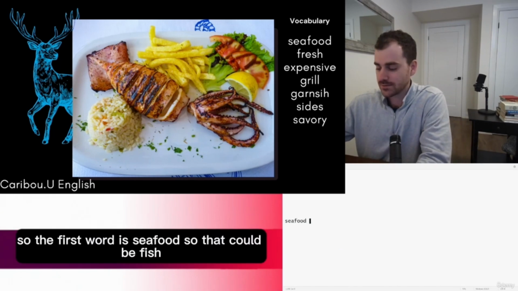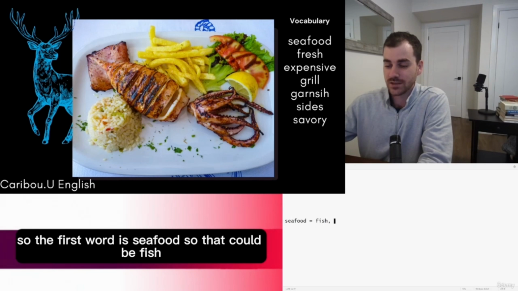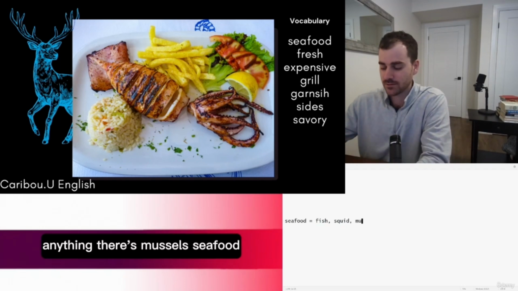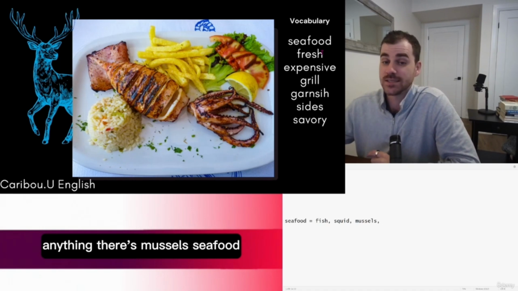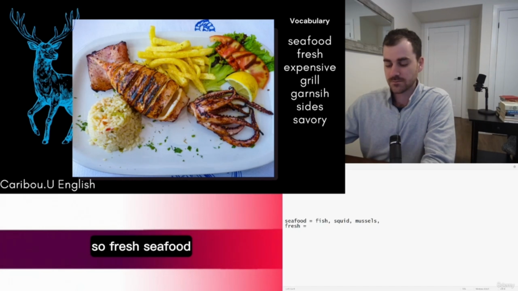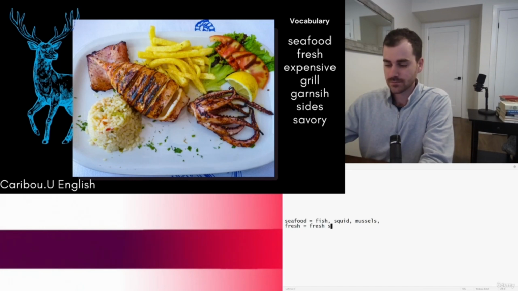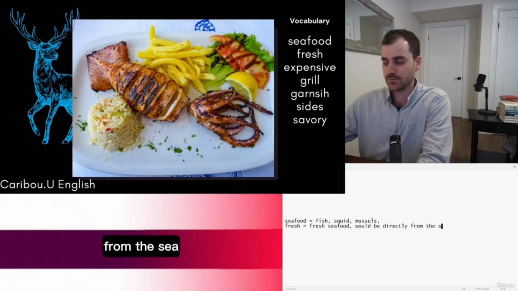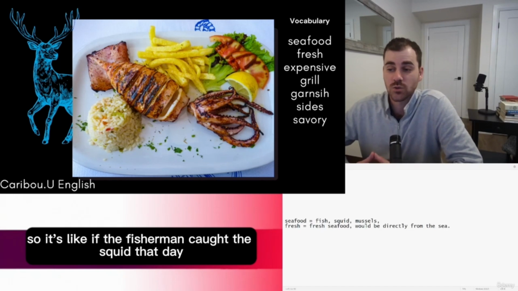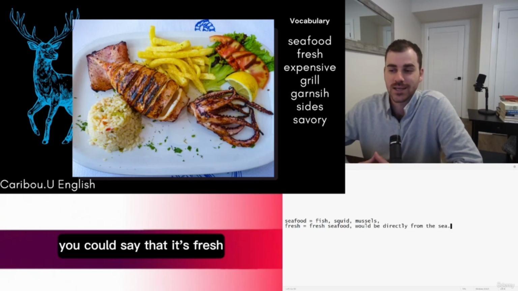So the first word is seafood. So that could be fish. In this photo, we have squid. There's mussels. Seafood. Fresh. So fresh seafood would be directly from the sea. So it's like if the fisherman caught the squid that day, you could say that it's fresh.